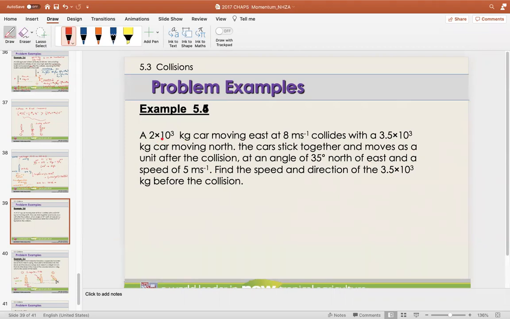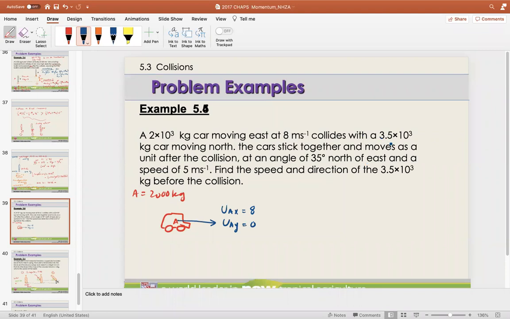So a 2 times 10 to the 3 kilogram car moves east at 8 meter per second. Okay, so dia move east. Alah, kena lukis car pula. Tak pula. Okay, comel juga car saya. Ni macam van. Okay, so ni 2000 kilogram. Let's say this is A. Okay, so A is 2000 kilogram, moving east. Okay, moving east, which means that my UAX is 8, my UAY is 0.